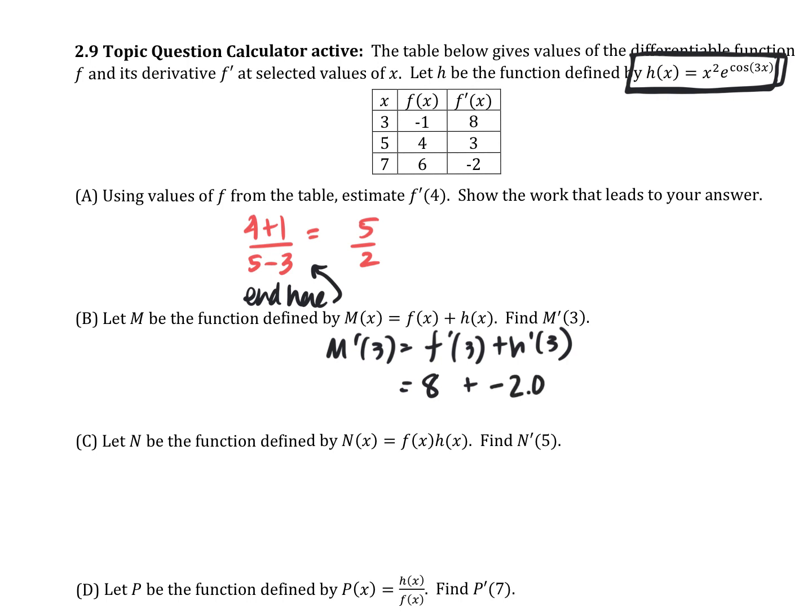I got negative 2.061. Double check that you're in radians. e to the... for x equals 3. Yeah, because they asked for N prime of 3. Wow. Negative 2.